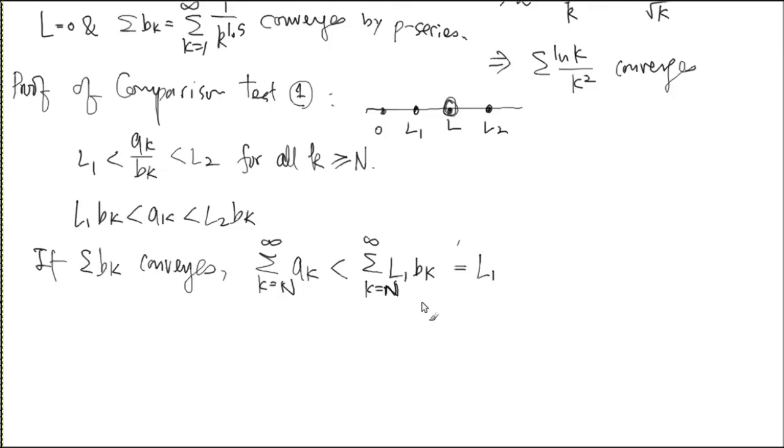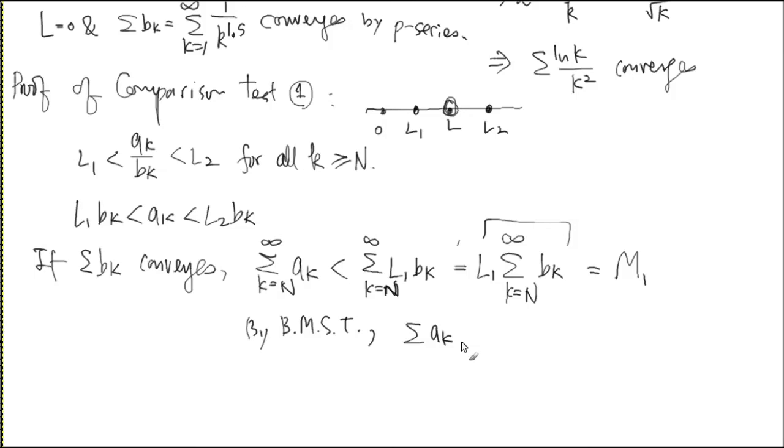So if you look at just the tail terms, this is true. The right-hand side is the sum from K equals N to infinity of BK. If BK converges, why not the tail part converges, right? So this is definitely some number. Because BK converges, from N to infinity it still converges. Whatever that number is, I'm going to call it M1. So what does that prove? This one is bounded, right? And AK is positive, so by the bounded monotone sequence theorem, the series AK converges. Make sense?